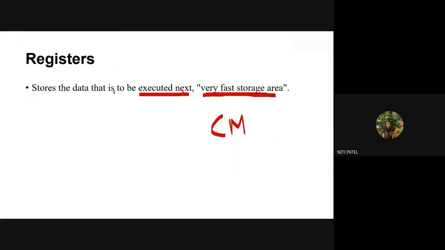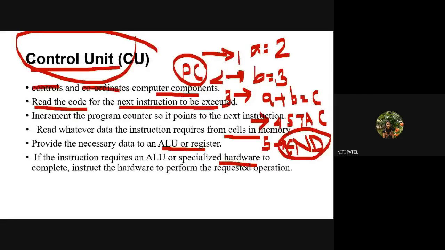It stores the data that is to be executed next. Once if B is equal to 3 is executed, it will perform 2 plus 3 is equal to 5. Where will that 5 first get stored? If it has place, it will get stored in the register, that is cache memory.